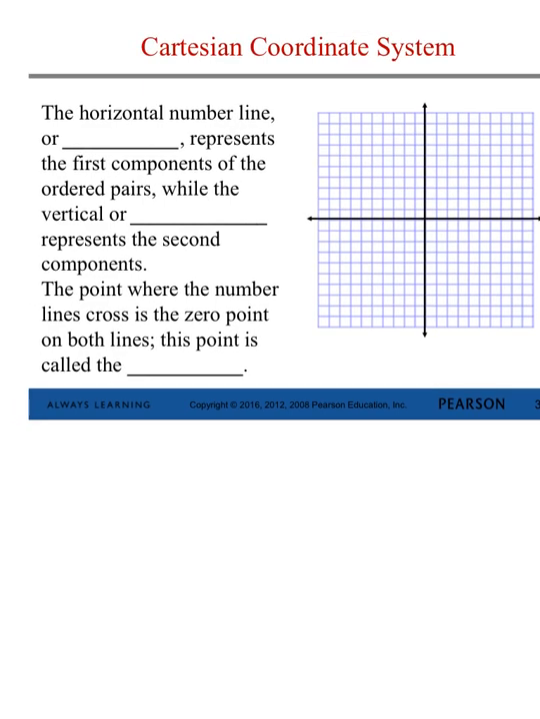So one of the things that we're going to talk about here is something called the Cartesian coordinate system. And in the Cartesian coordinate system, the horizontal number line, which in this case we're talking about this number line, that horizontal number line represents your x-axis. And that's the first components of all of the ordered pairs.